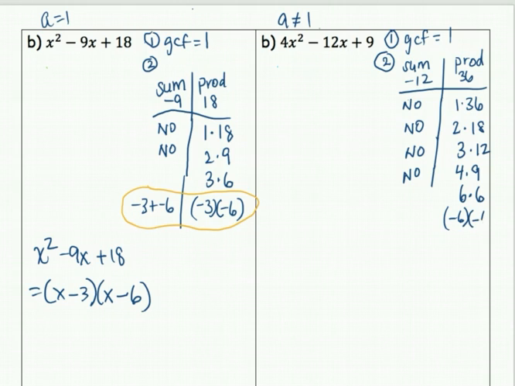I need to make positive 36. I can do that with a negative 6 and a negative 6. And if I add those, I will make negative 12. So I found my two numbers here.